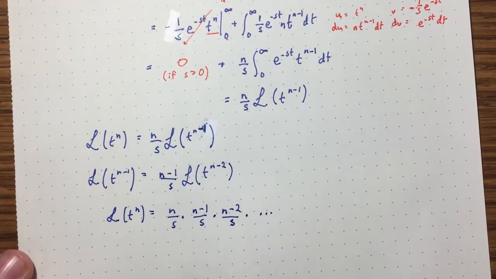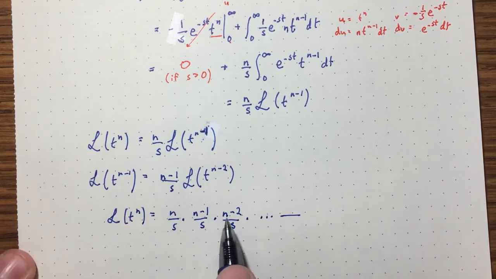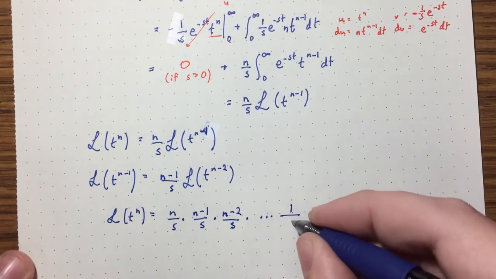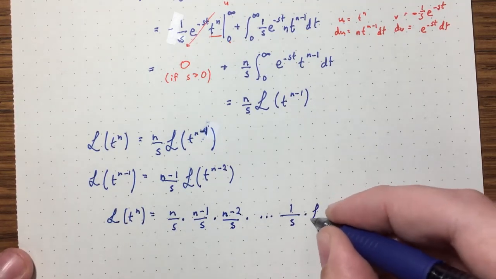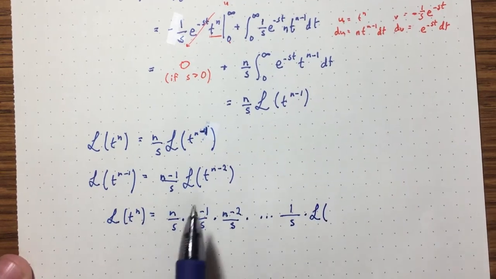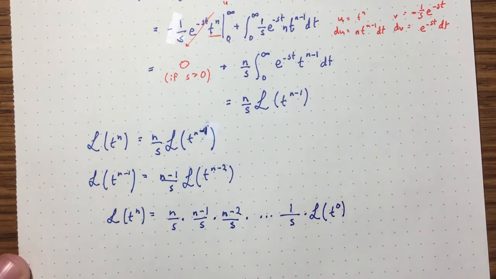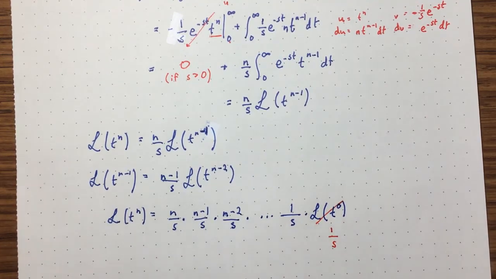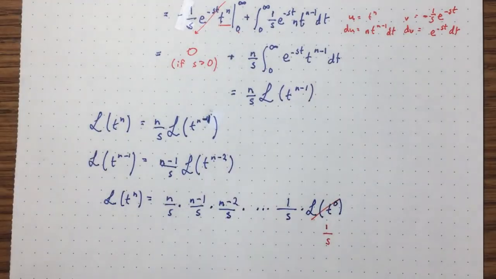And will this ever terminate? So will this ever end? Well, it will when this numerator becomes 1, let's say. Then we just get 1 over s, and then we have times the Laplace transform of 1 less, which is t to the 0. But t to the 0 is just 1, right? So this bit here is just 1 over s. That was our first formula ever. Laplace transform of 1 is just 1 over s.